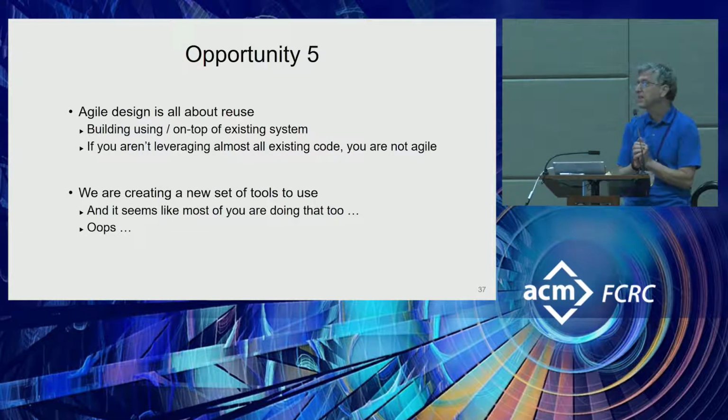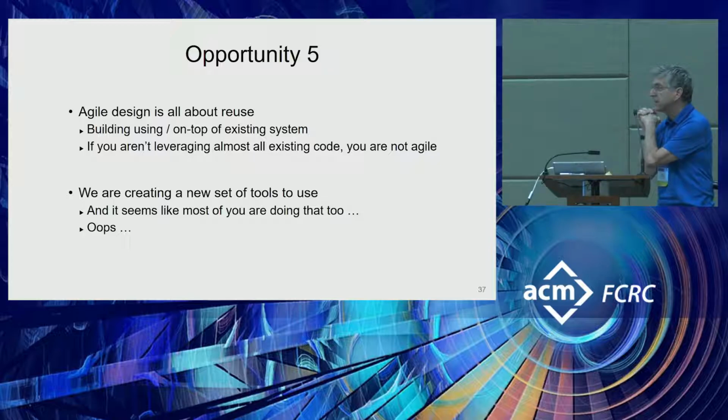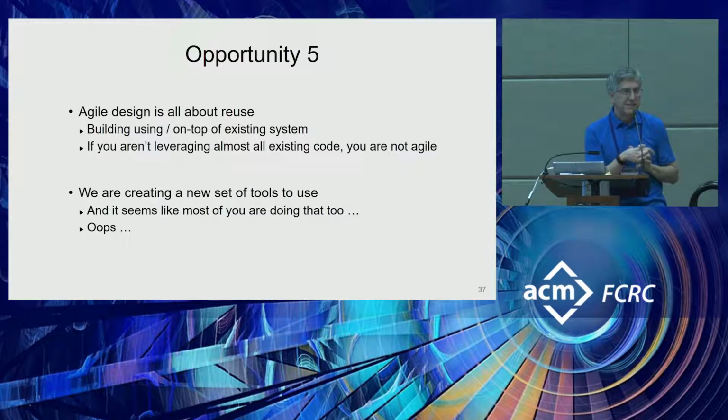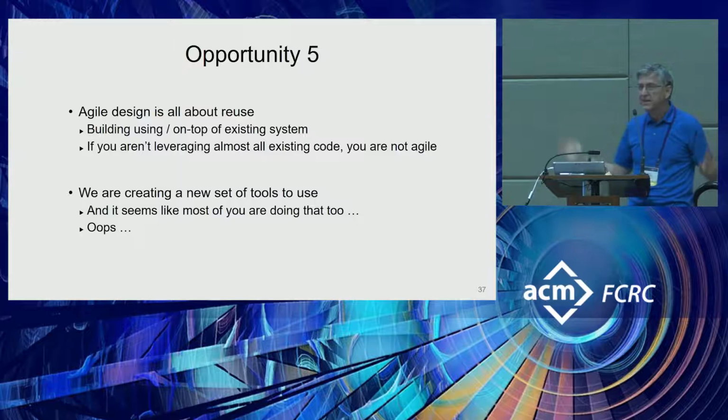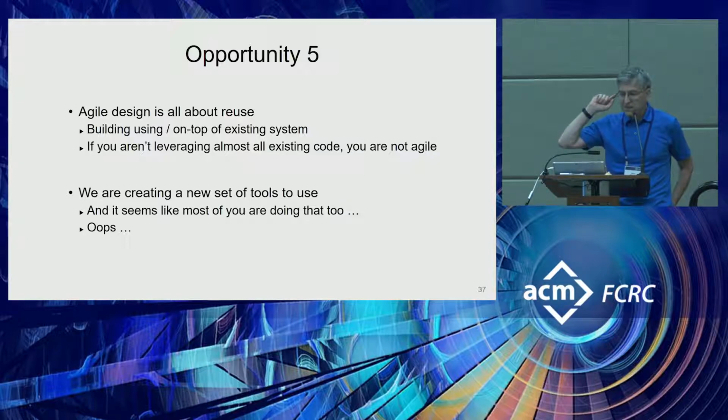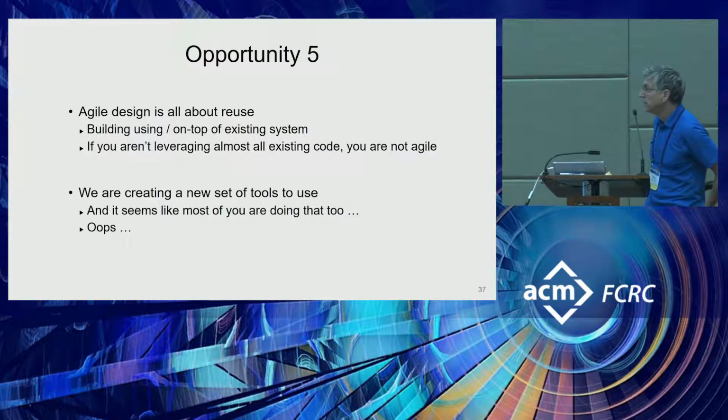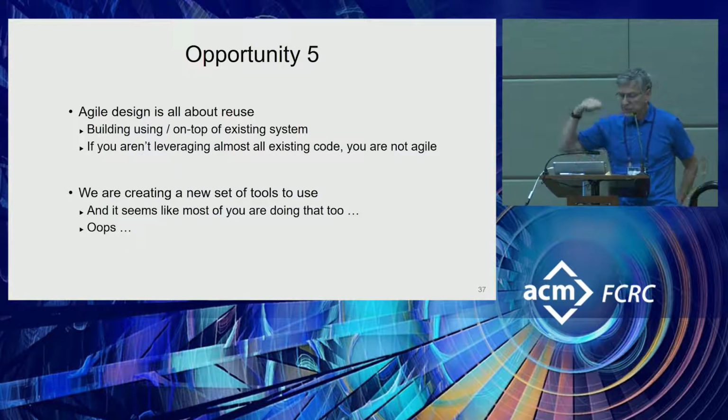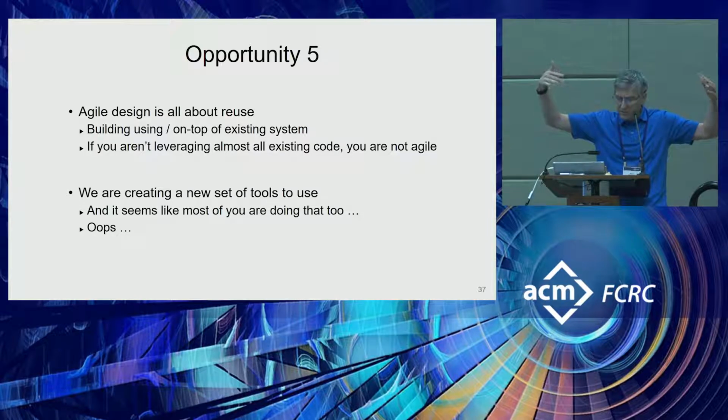The fifth opportunity is, as I think Dave, or somebody, said, agile design is all about reuse. And the fact is that if you're not reusing 95% or so of your code base, you're not doing agile design, because you're trying to write too much code. So you're always building your system on top of some existing systems, and you're leveraging all that code. And if you're not doing that, you're not agile.